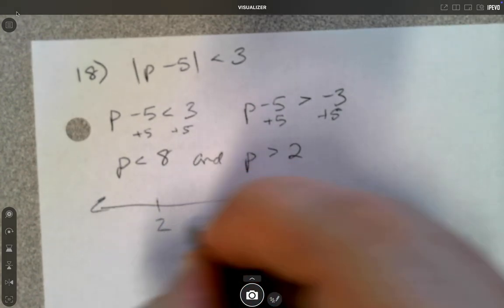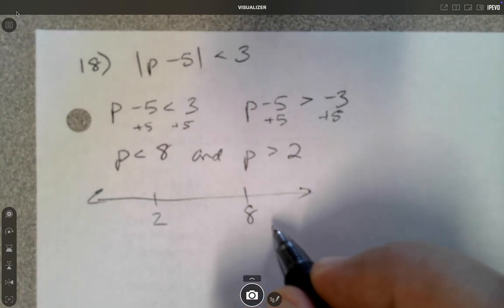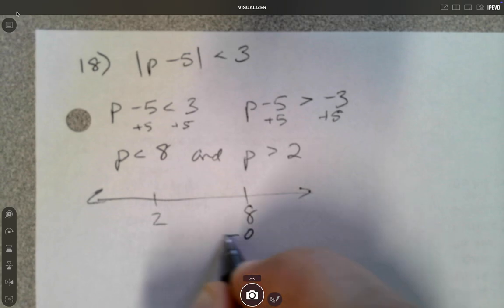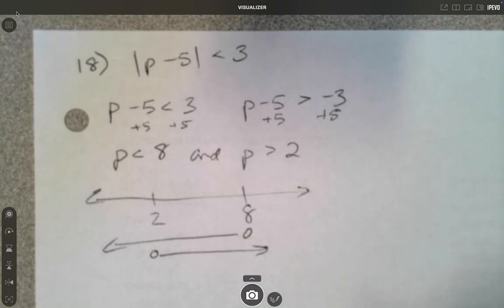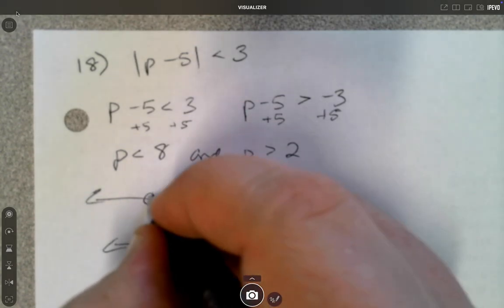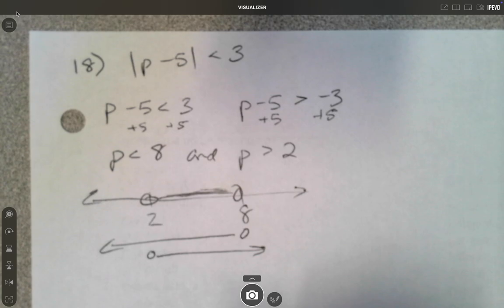So I need to mark 2 and 8. So p is less than 8, so open circle at 8, shade to the left, less than. Open circle at 2, greater than, shade to the right. So where these overlap is from 2 to 8. And we just imitate the open circles these two have, and connect the two of them in between.